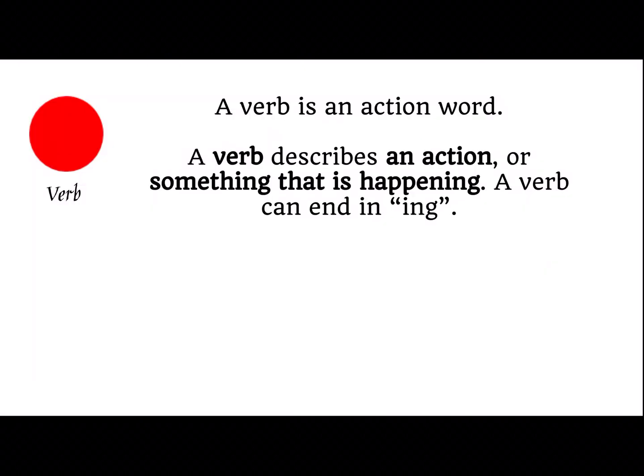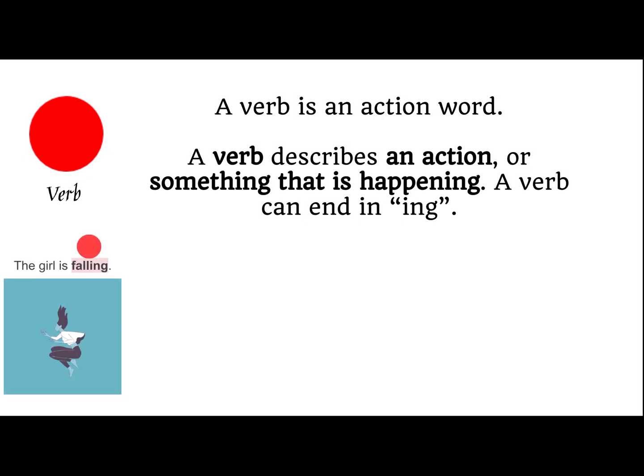So a verb is an action word. A verb describes an action or something that's happening. A verb can end in ing. I like to use the ing test when I'm trying to figure out if something is a verb or not. An example of a verb would be falling. Fall is a verb, and the ing test I'm talking about, that would be like, can you add ing to the word fall, and the word still makes sense?